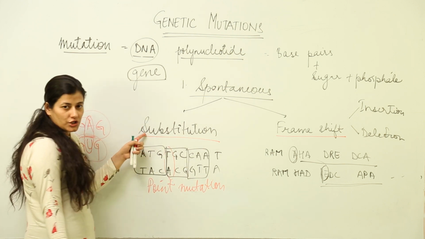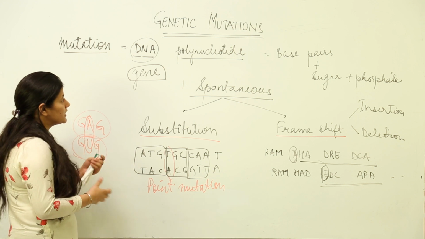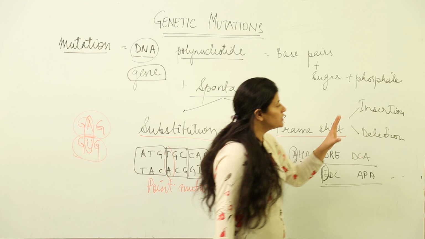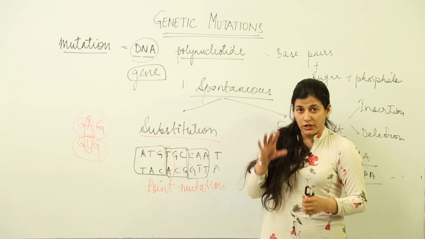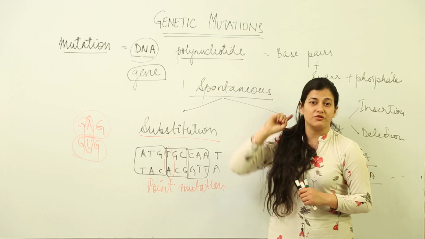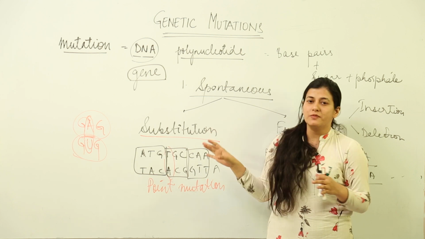We have substitution, which could be studied in terms of point mutation, and we had the example of sickle cell anemia, and this is all you have to keep in mind when you study about mutation at the molecular level. This mutation has a lot of importance in terms of evolution that we study when we do evolutionary studies, but for now this much is enough.